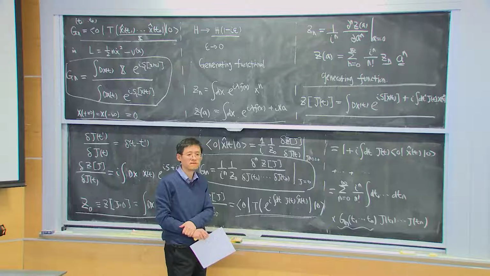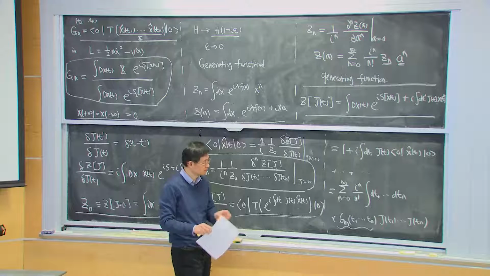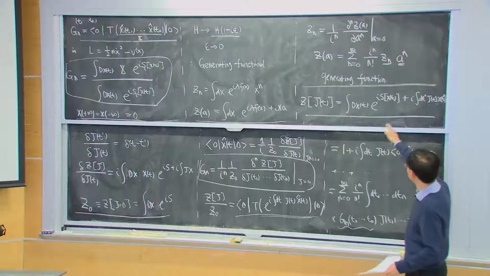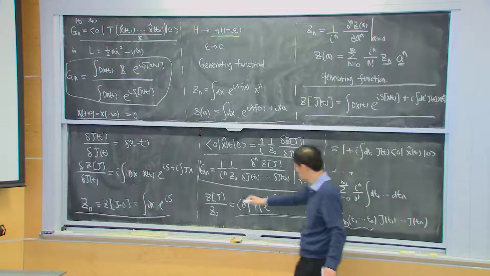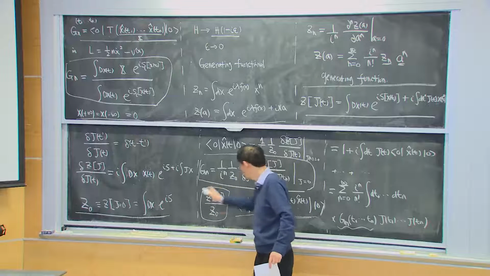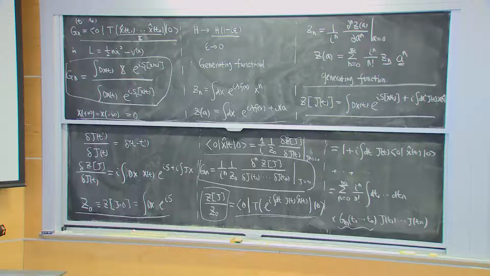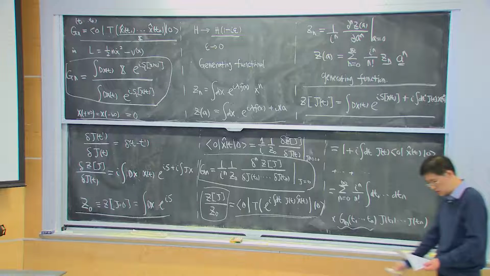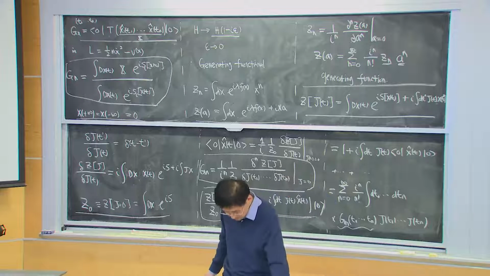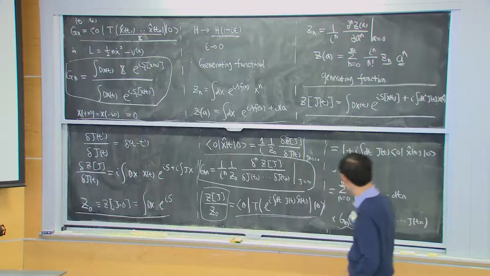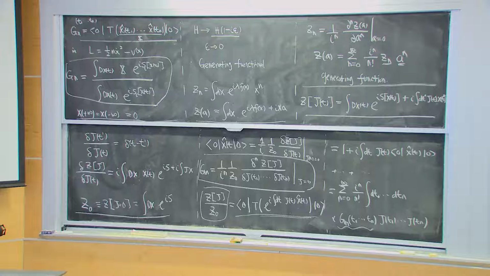Other questions? Good? Okay. So in the future, we will often just compute this object, and that will give us the generating function of the correlation functions. Then we can obtain correlation functions by taking derivatives. So now let's look at an explicit example to illustrate how this works. Let's just consider a simple example.